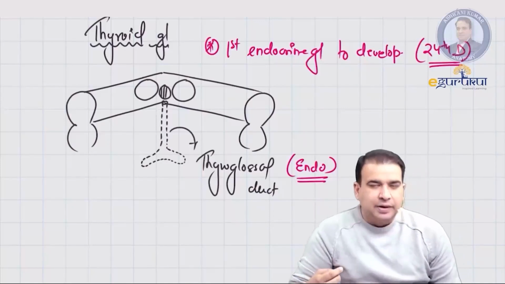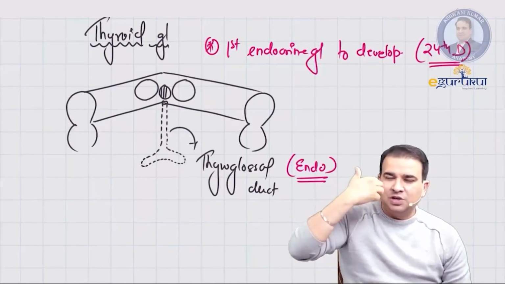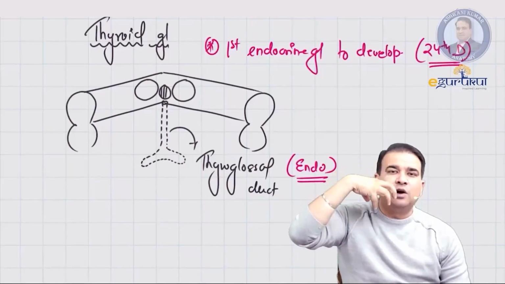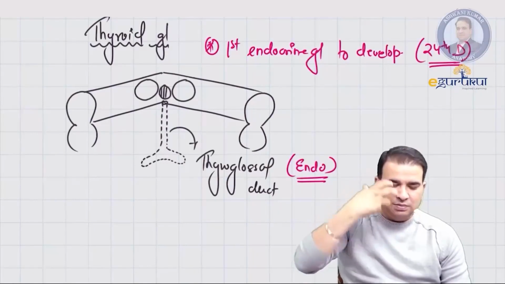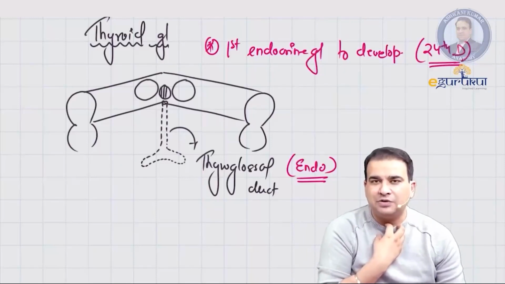What is important here is that the thyroid gland is formed from the foramen cecum part, which is on the junction of anterior 2/3 and posterior 1/3 of tongue. Then the thyroid gland descends downward by means of this thyroglossal duct, and will reach the anterior part of the neck here in the anterior triangle.